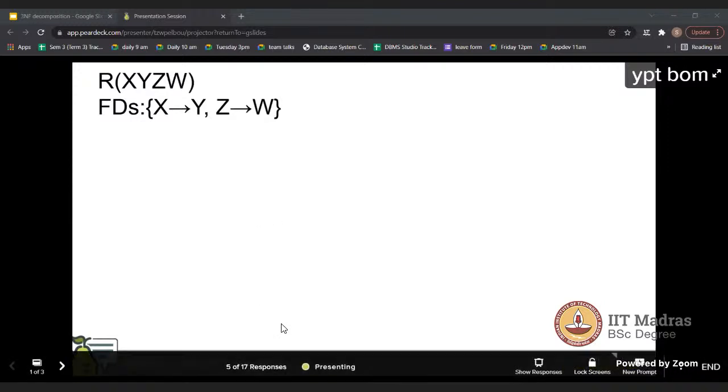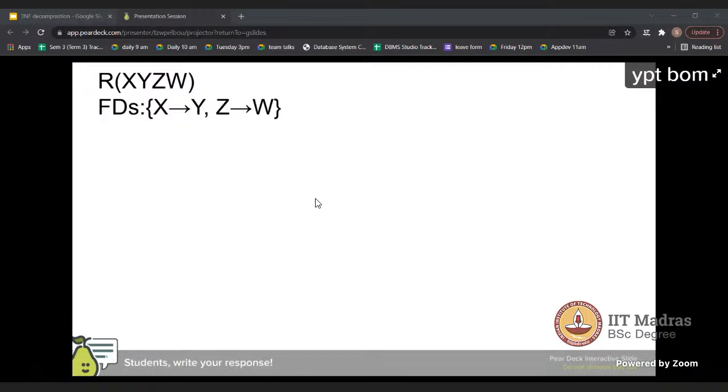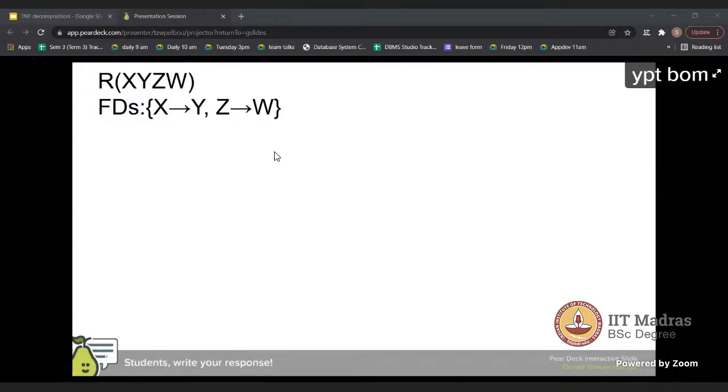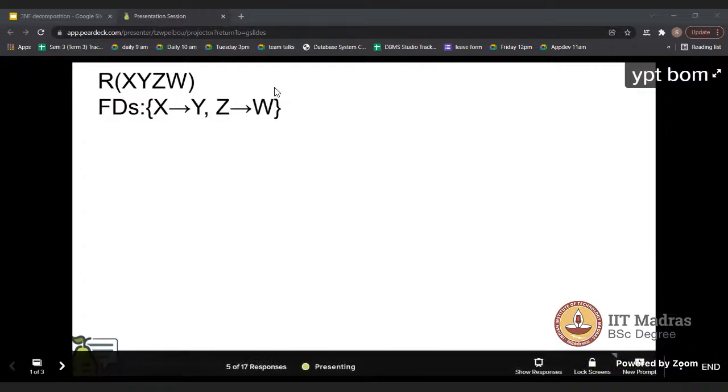Yes, how many students have responded? 4 responses, 5 responses. Okay. Sir, we have to decompose this in 3NF, right? Yeah, you have to decompose into 3NF, and you have to tell the attributes also, like R1 and the attribute names, R2 and the attribute names, like this. We will wait 3 or 4 minutes so that more responses come in. Please try, everyone. You can expect this type of question.